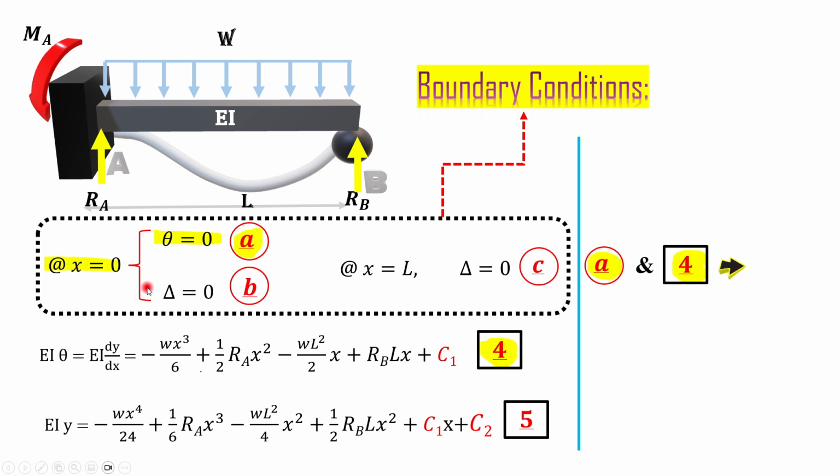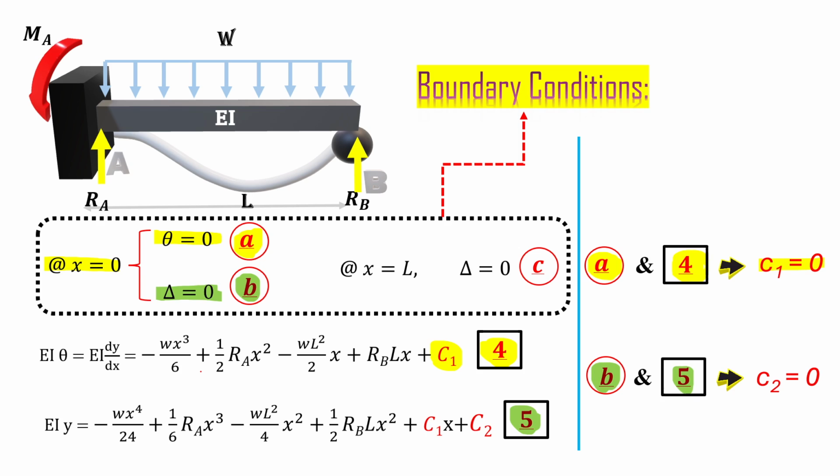And then if we consider our first boundary condition, A and 4, it simply says at x equal to 0, theta is equal to 0. This is the equation of theta. If you replace all x by 0, it gives you C1 equal to 0. And likewise, if you go with the second boundary condition, B and 5, at x equal to 0, delta is equal to 0. B and 5 says replace all the x in the fifth equation by 0, which simply gives you C2 equal to 0.